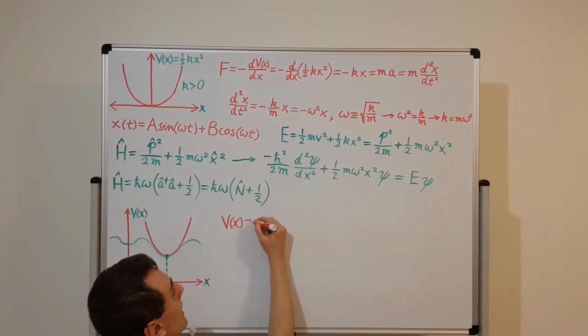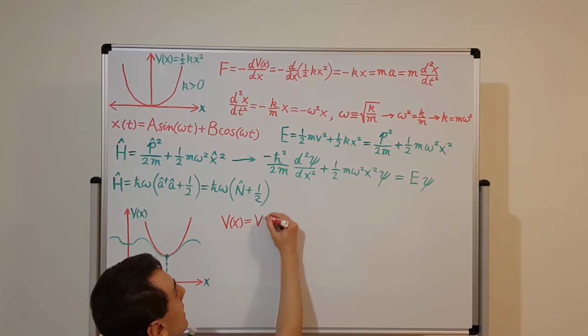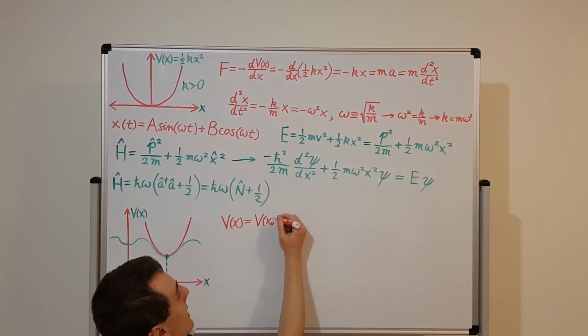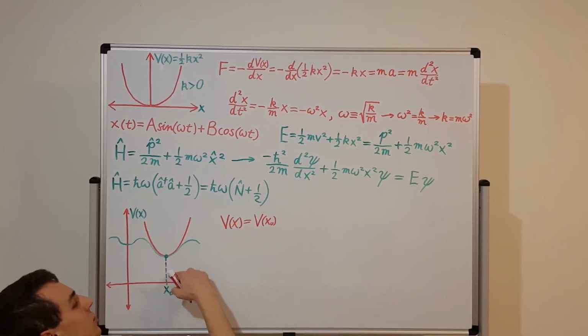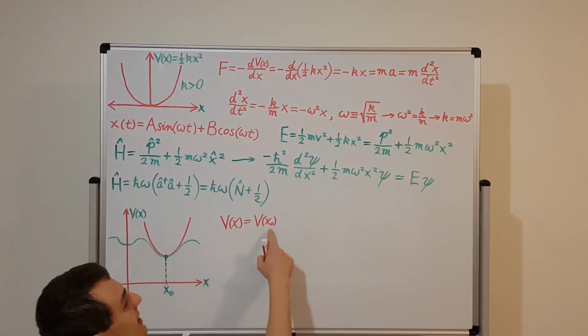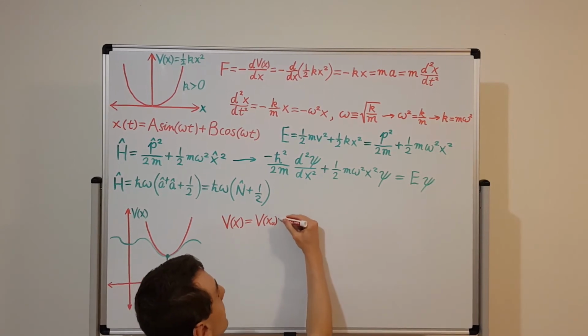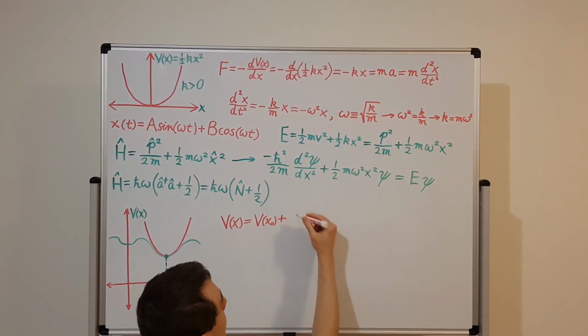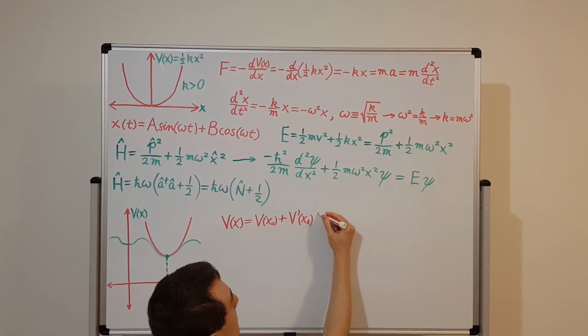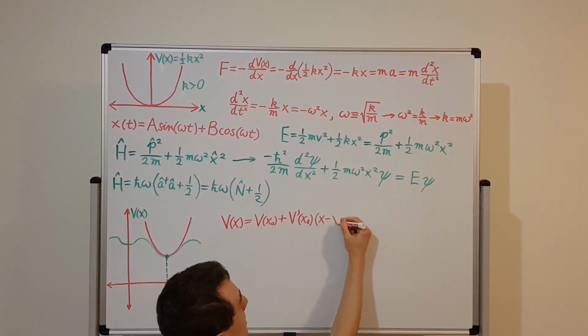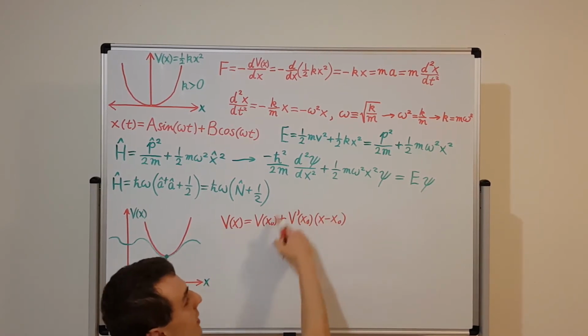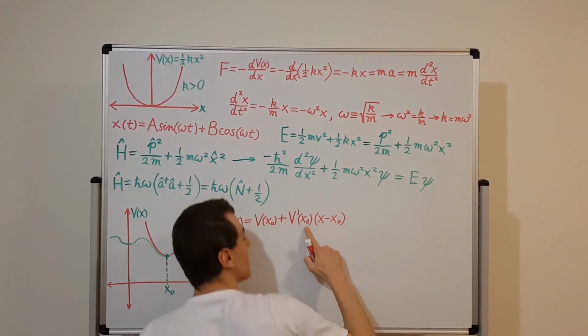I'm going to write that as equal to V of x0, that is the height of the graph over here. So up to here, that is the height. So that's going to be a constant term. Then we're going to have a linear term in our Taylor series expansion. We're going to have V prime of x0 times x minus x0. And this is our linear term with the derivative evaluated at x0.